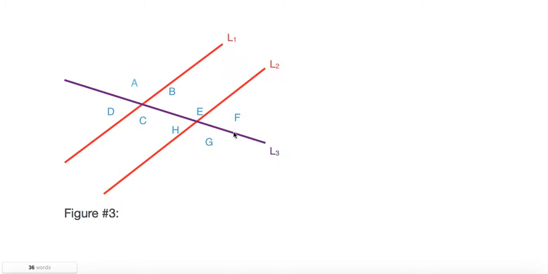Angle B and angle F are corresponding angles and therefore are congruent. If we go to the other side of the transversal line, we have angle D and angle H and they are congruent, and angle C and angle G and they are congruent.